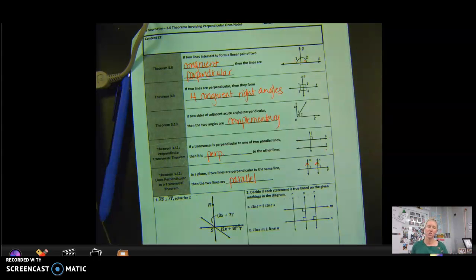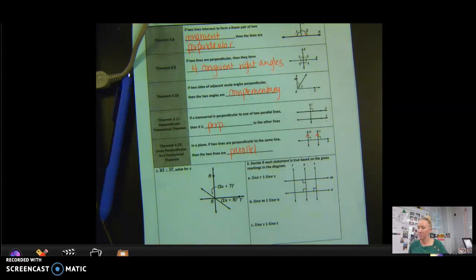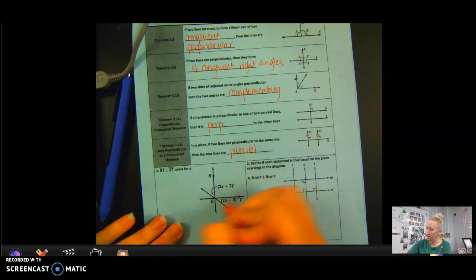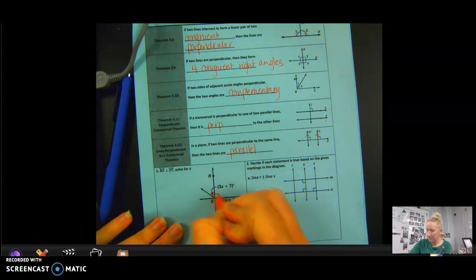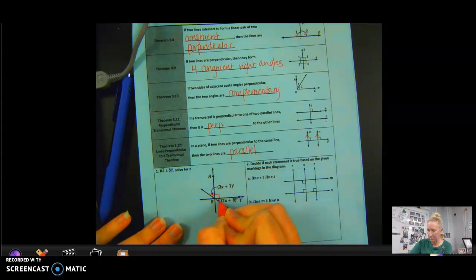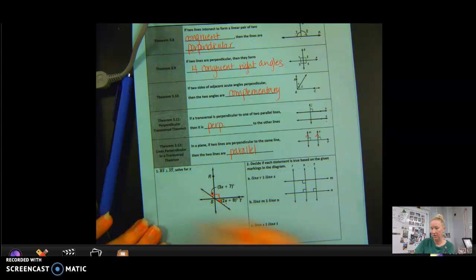Go ahead and pause me and try number 1 and number 2 below. See if you can do those. Unpause me when you're done. Okay, so RS is perpendicular to ST. Solve for x. So I know that this is 90 degrees, right? That means this angle plus this 90 plus this angle makes a straight line, which is 180. So if I take the 90 out of that 180, I have left these two angles add to 90 degrees. So I just add them.